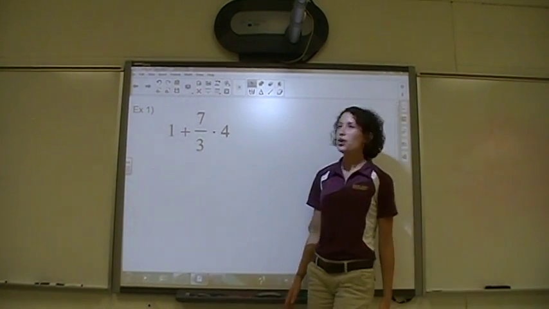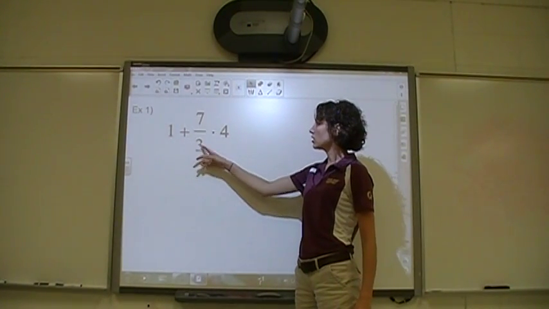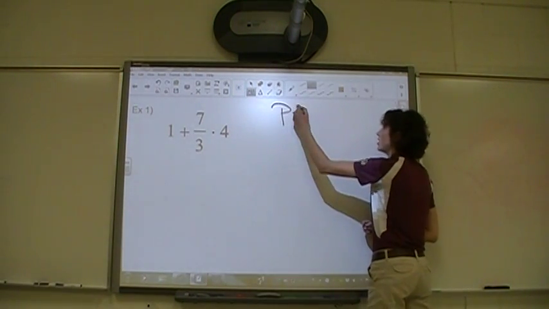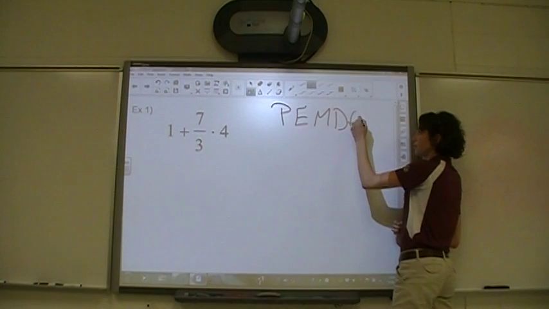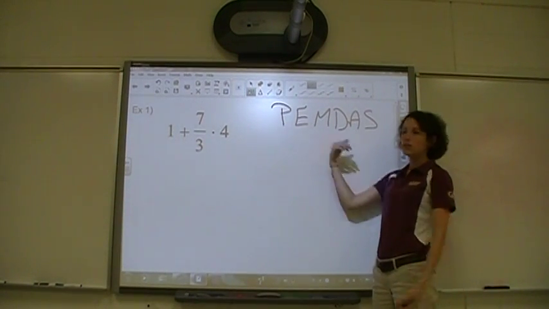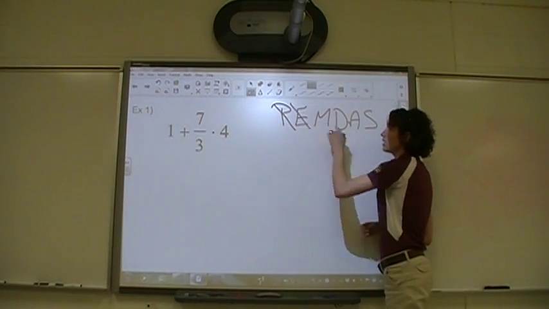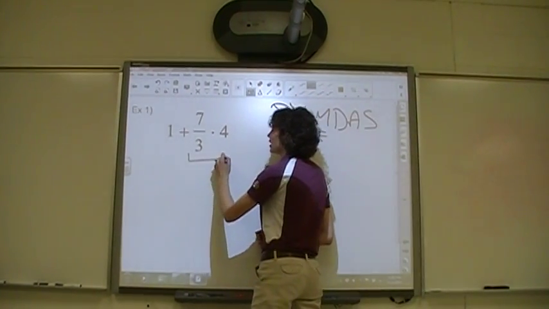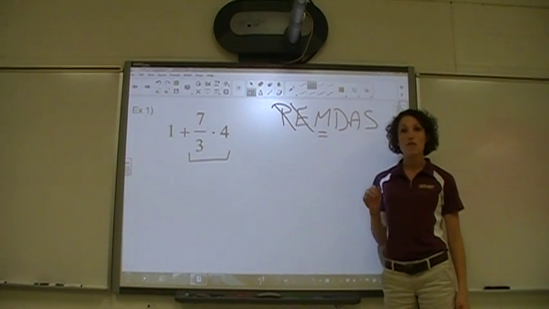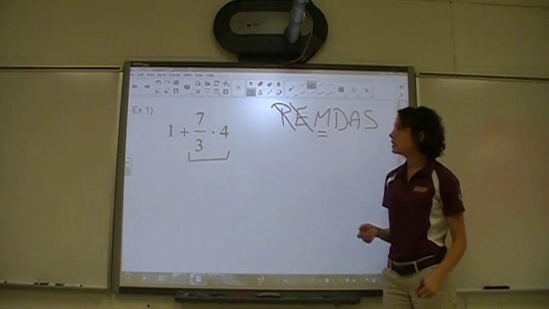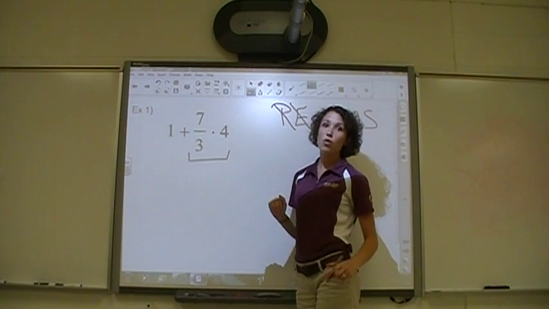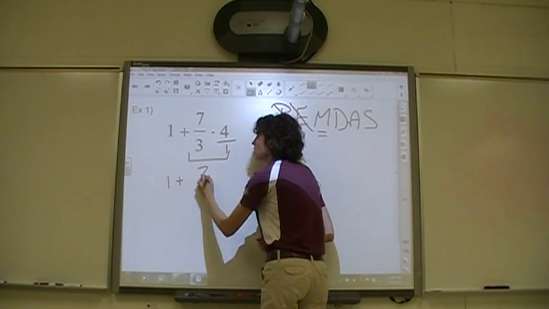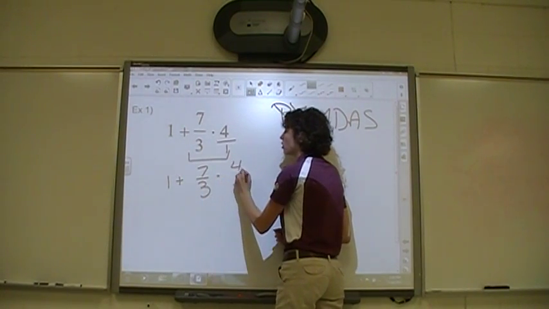Example number 1, we have 1 plus 7/3 times 4. Now, if you want to work with PEMDAS, if you want to write that down, you have parentheses first, which is what we don't have. We don't have any exponents, but we do have multiplication. And our multiplication is right here with that 7/3 times 4. Now, what might make this a little bit easier is actually to change 4 into a fraction. So you really have 1 plus 7/3 times 4 over 1.